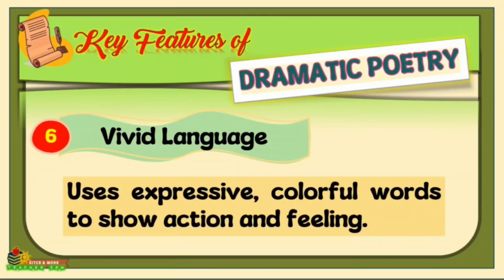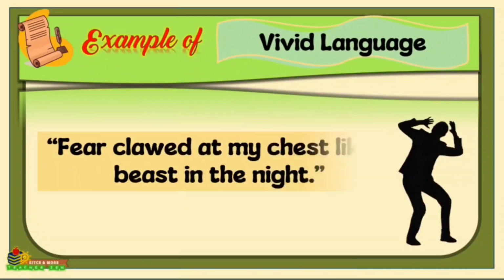Vivid language means using colorful, expressive words that show action and feeling all at once. It's not plain, it's not flat. It's dramatic, alive, and full of energy. That's what makes dramatic poetry so exciting. It paints a picture with powerful words and pulls you right into the character's world.